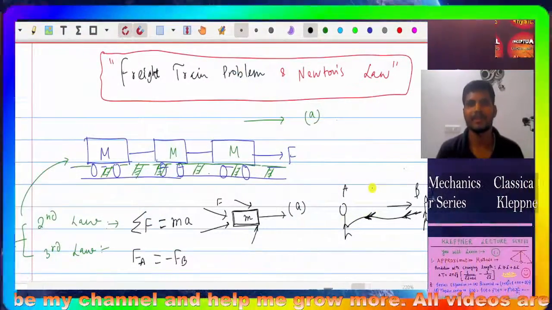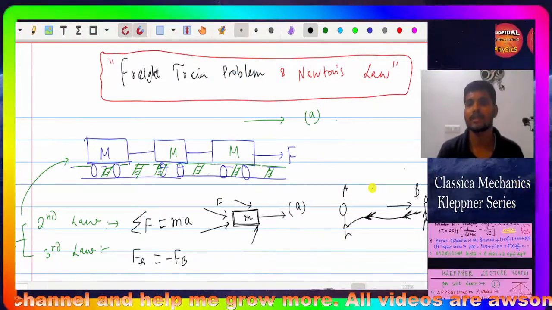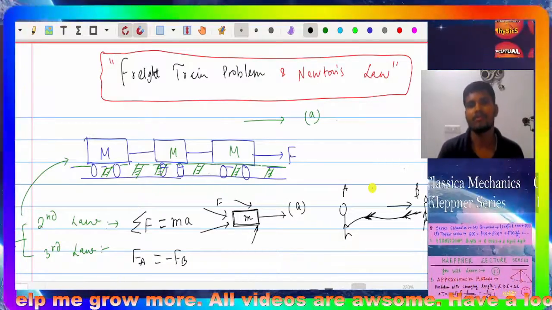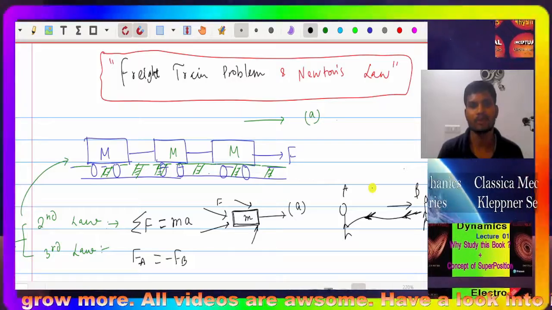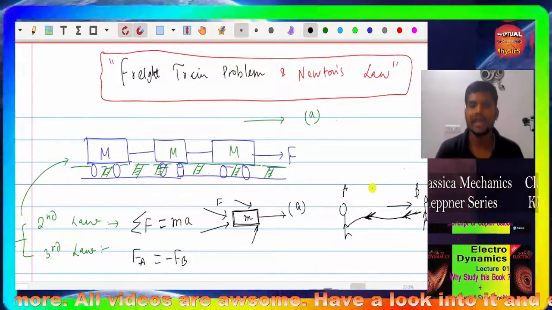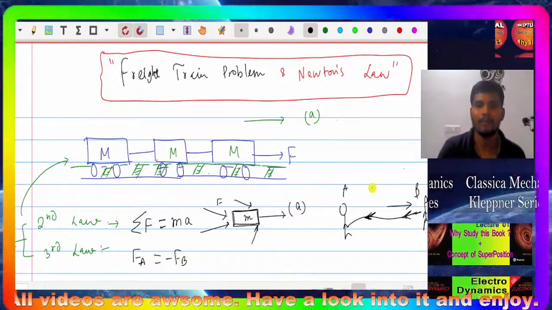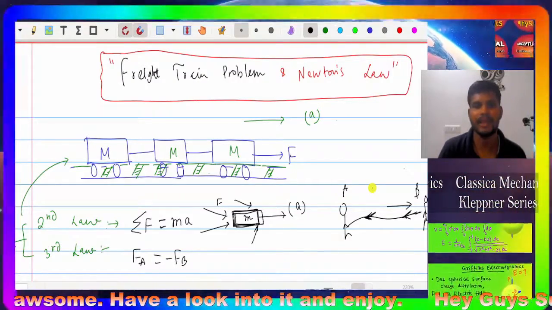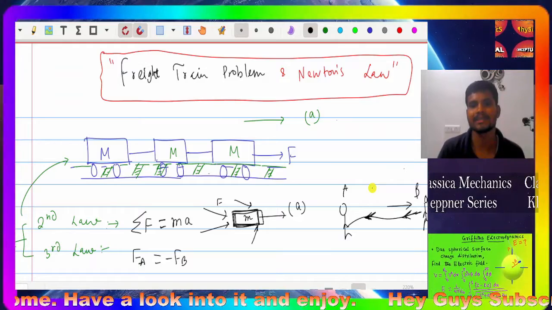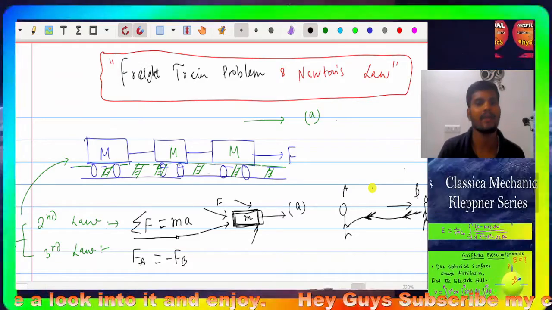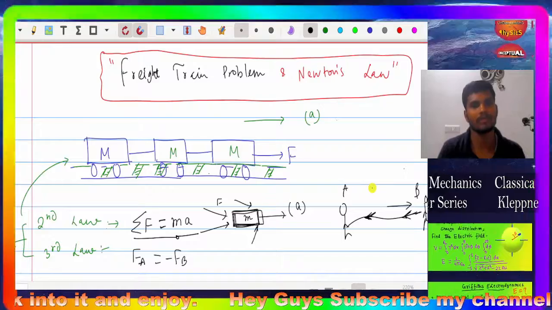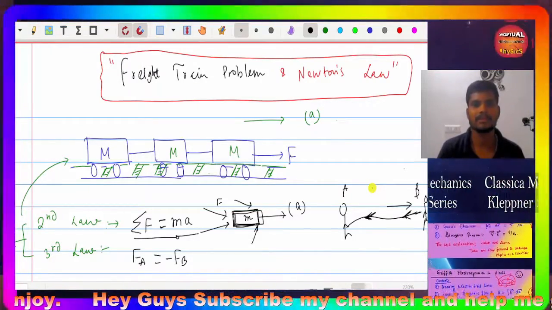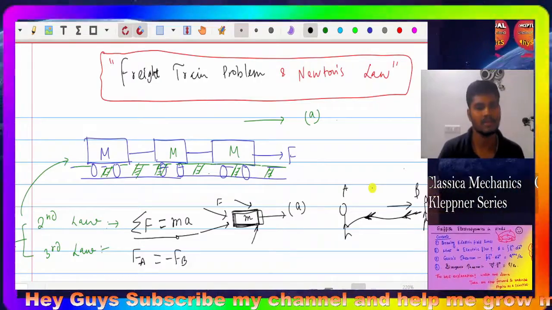Hello guys, today in this video we are going to talk about the freight train problem and Newton's laws. We have already discussed the first law, and we will mainly focus on the second and third laws. The second law states that if you have any body, you sum all the forces, and it will produce an acceleration on this object. The total force on that object is equal to its mass times acceleration. Hence the mass in this equation is called the inertial mass.